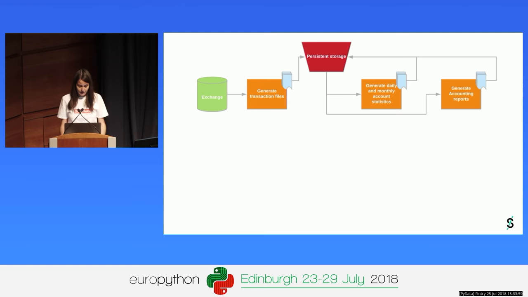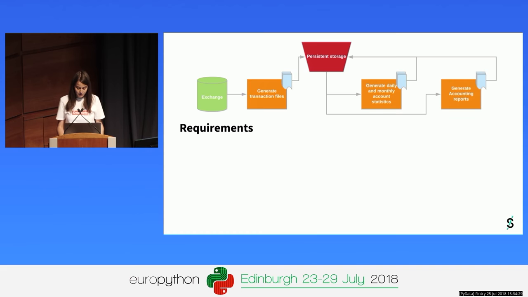At this point, we decided that the best solution was to redesign the whole pipeline. This diagram represents the main tasks that this pipeline needs to do. First, we need to fetch the transactions from the exchange, and we need to generate transaction files with those transactions. Afterwards, we need to process these transaction files to compute the daily and monthly account statistics. And finally, using these account statistics, we need to generate the final accounting reports.